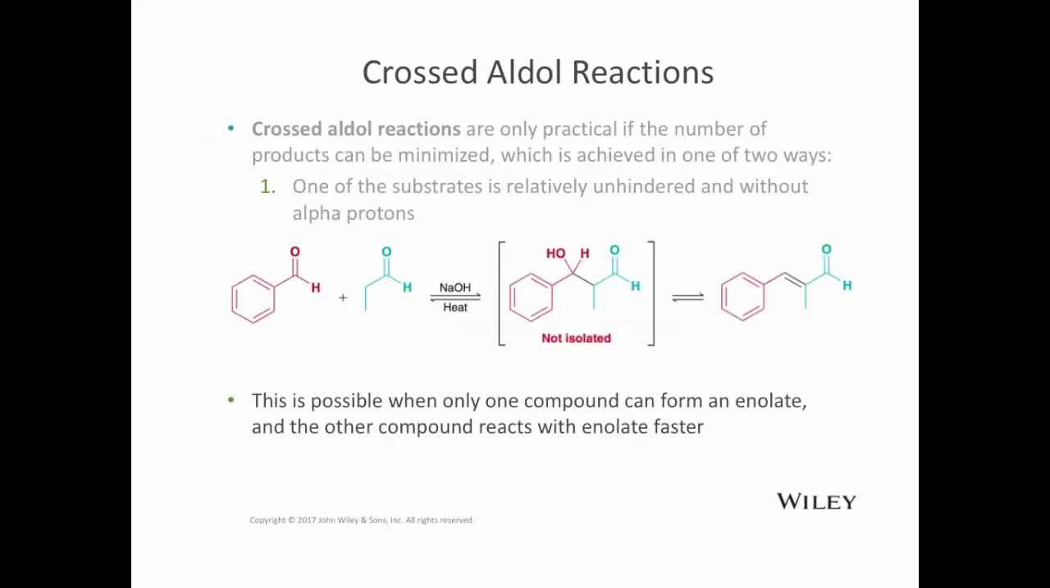Here's another example where this doesn't have any alpha protons, so it can only be the electrophile. So you would form the enolate of this, it would attack the carbonyl carbon, and then upon protonation you would get this aldol addition. However, with heat, that's not going to be isolated. We're going to go all the way to the condensation product.